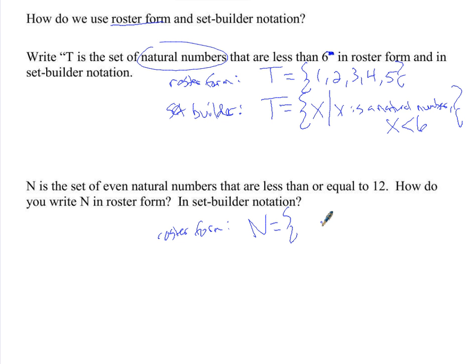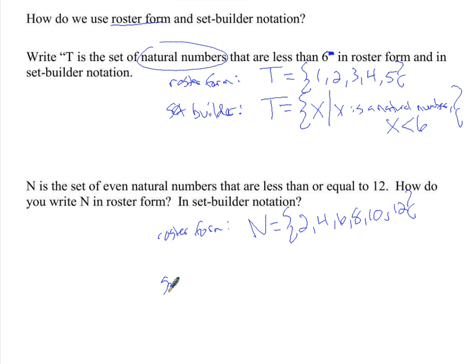The natural numbers are 1, 2, 3, 4, 5, but we just want the evens. So that's 2, 4, 6, 8, 10, and are we including 12 this time? Yeah, because it says less than or equal to, so comma 12. There's your roster form. All the elements are there, written out.